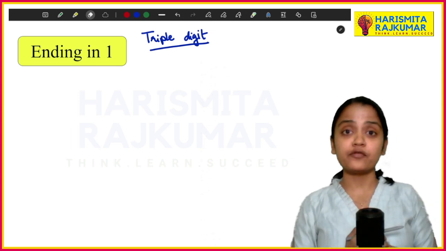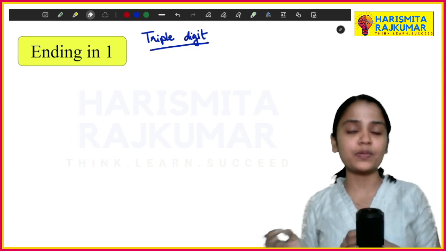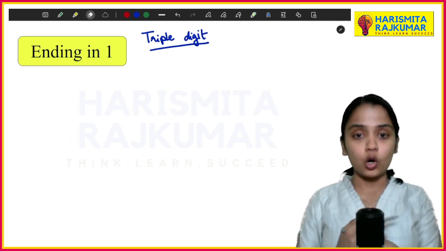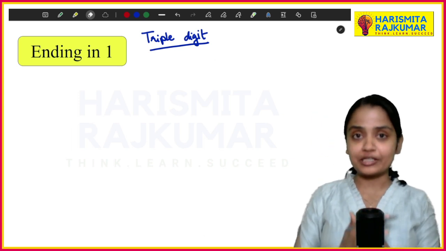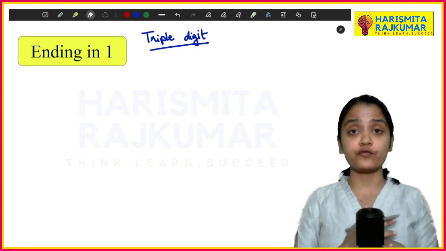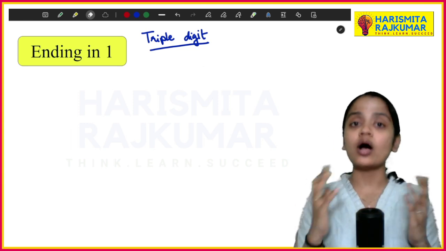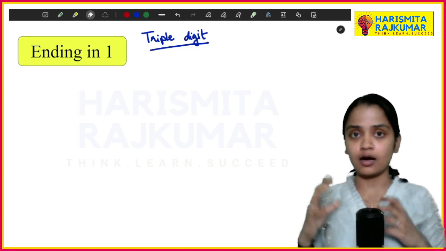Today we'll mainly be focusing on numbers ending with 1 and triple-digit numbers, and we'll also focus on numbers ending with 5. Okay, so let's start. As I already told you, today we'll be focusing on triple-digit numbers, and in part 1 we focused on double-digit numbers. Those who haven't seen part 1, just go check the video and understand it, and then come to part 2 for clear understanding.